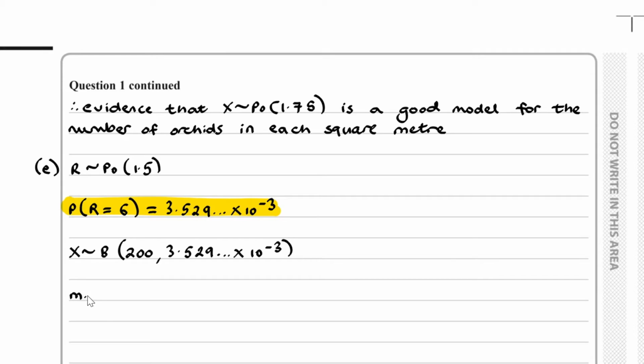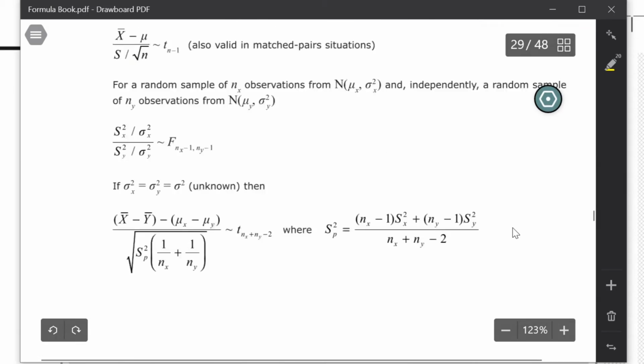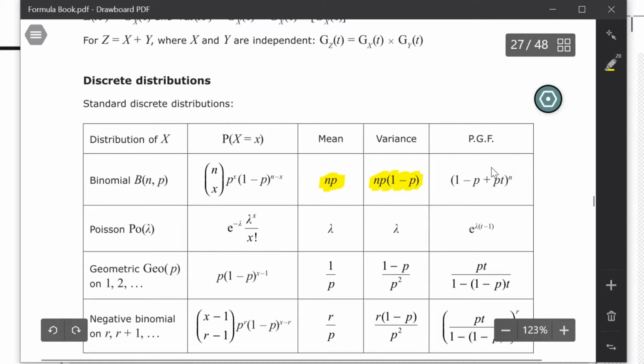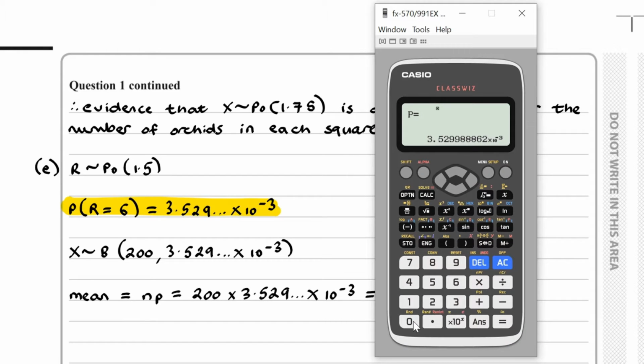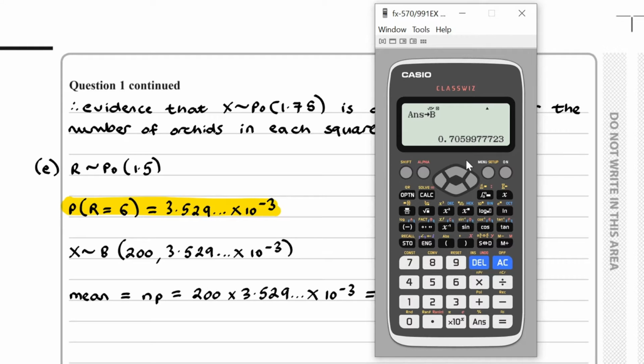so the mean, that's equal to NP, and that's in the formula book somewhere, if I'm not mistaken. So if you go to the formula book under the statistics section, that's given in some sort of table here. So the mean is here and the variance is over here. So the mean is equal to NP, so we have 200 times by 3.529, etc., times 10 to the minus 3. So if we work this out, we have 200 times by A, which is 0.7059, etc. Let's store this value into B. Okay?